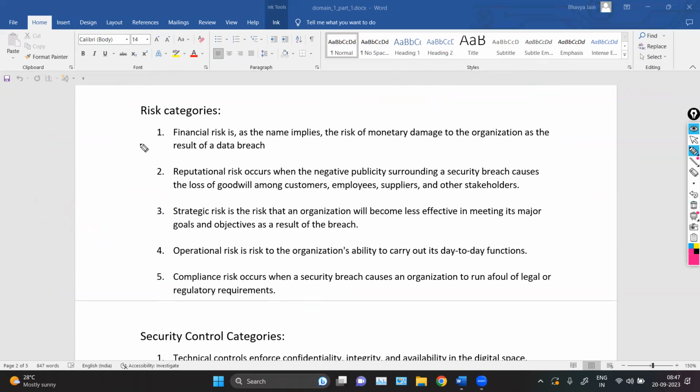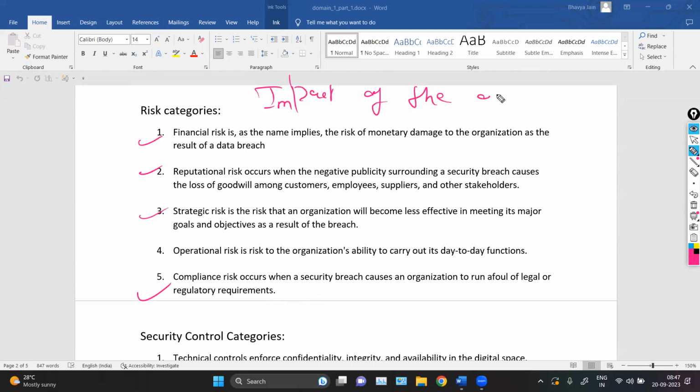Now, in some cases, these risks can arise at the same time. For example, financial risk and reputational risk can arise at the same time. If there's a data breach at Amazon, there's a financial risk, as well as a reputational risk, a strategic risk, and a compliance risk. So we are facing four risks at the same time. It totally depends on the impact of the attack.